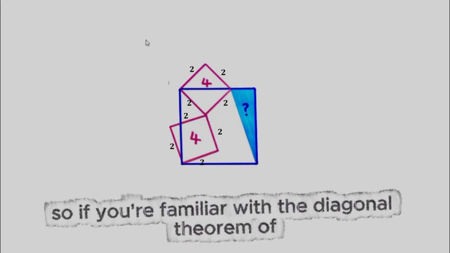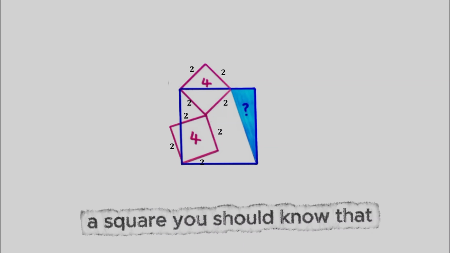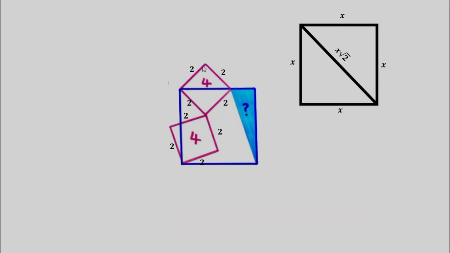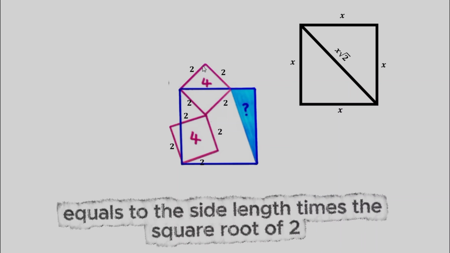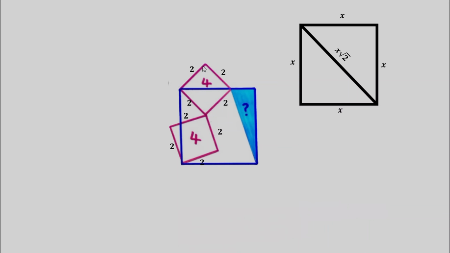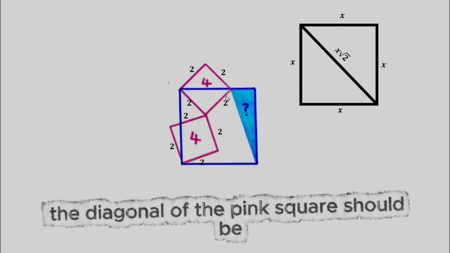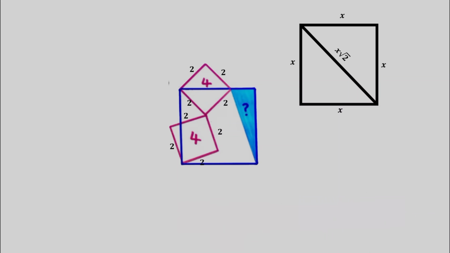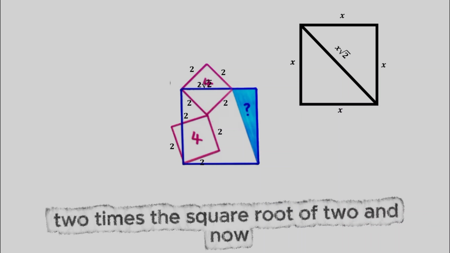So if you're familiar with the diagonal theorem of a square, you should know that the diagonal equals the side length times the square root of 2. So in this case, the diagonal of the pink square should be 2 times the square root of 2.